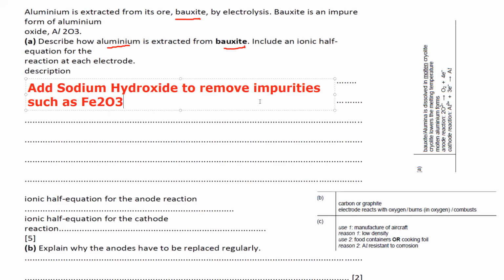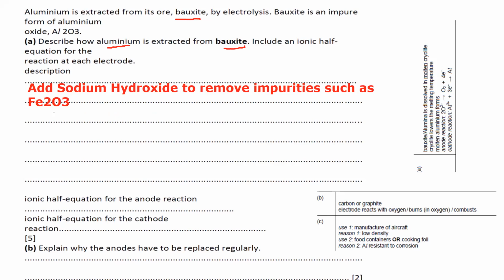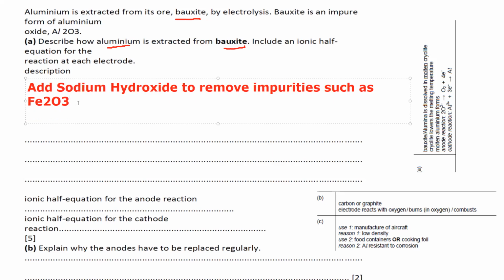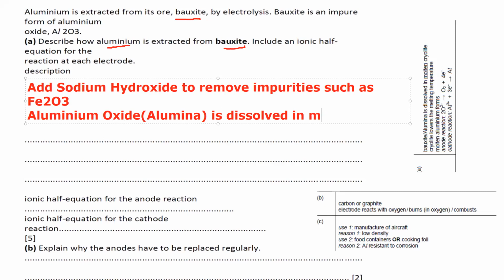Then what we do, we dissolve aluminium oxide, and pure aluminium oxide is also known as alumina. So aluminium oxide, which is also known as alumina, is dissolved in molten cryolite.